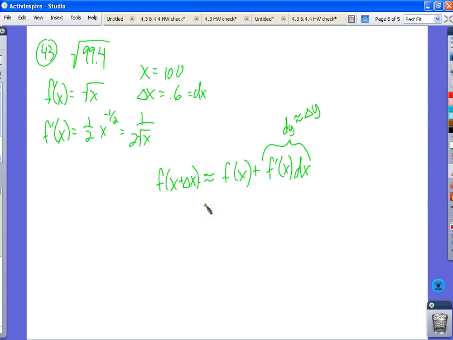So we'll take our original f of x, x being 100, so what is f of 100? 10, plus f prime of x, so here's f prime, 1 over 2 times the square root of 100. That's 1 over 20. So 10 plus 0.6 over 20. Whatever, you can just plug it in and see what we get. 9.97. That's our approximation for the square root.